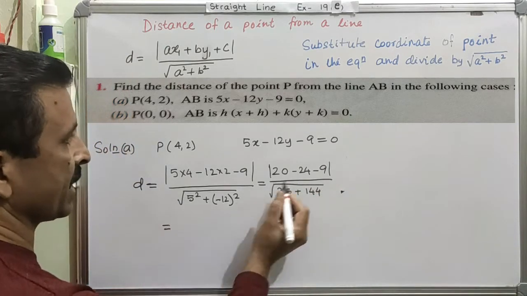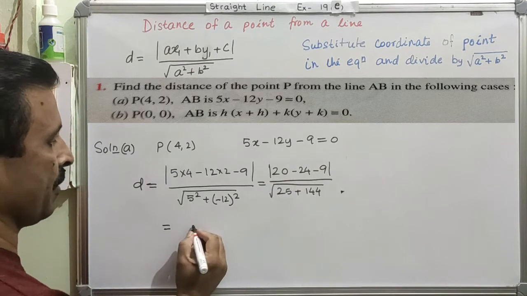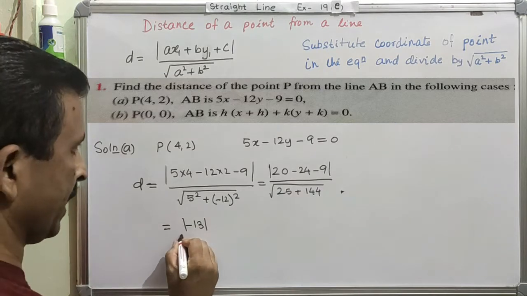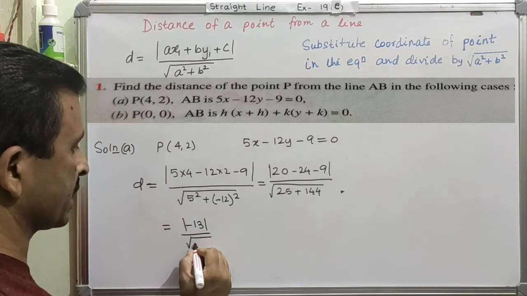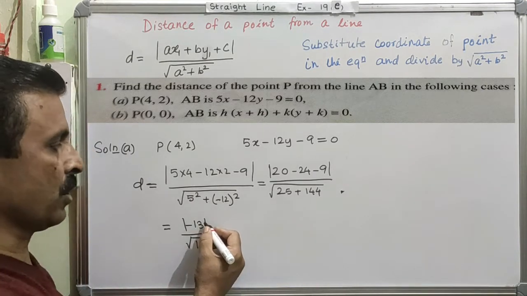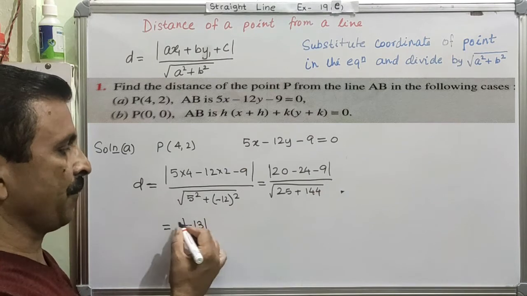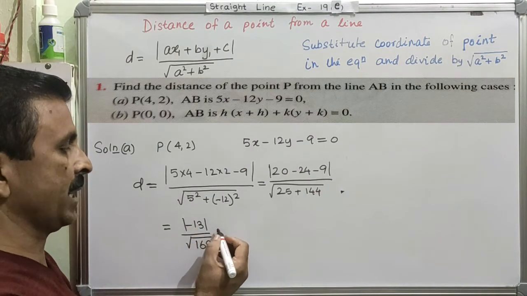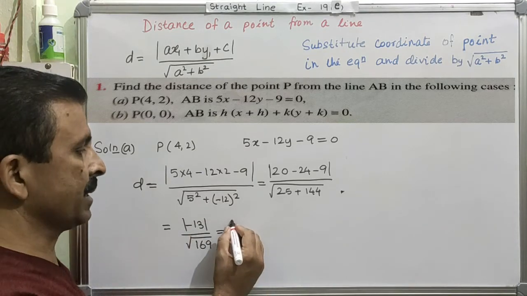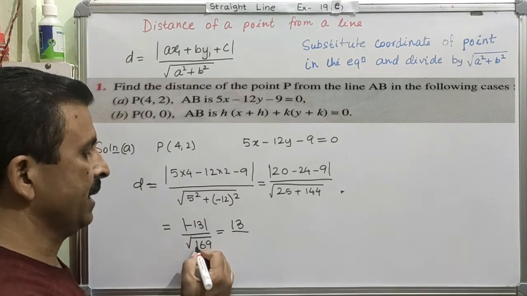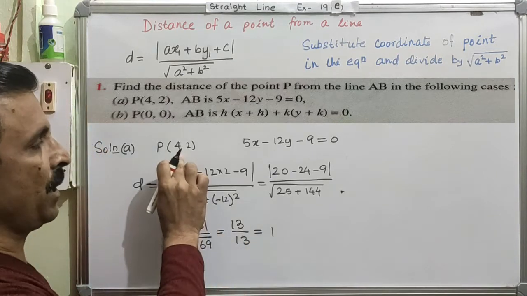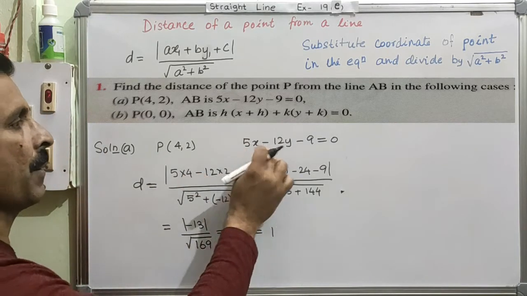Now you can simplify: minus 24 minus 9 is minus 33, and then plus 20, so minus 13. Mod of minus 13, divided by root over 169. Is this very clear? Now, the benefit of this absolute value sign: when you remove it, the number will come out signless. We have discussed this before also. So this is 13, and the square root of 169 is also 13. So this is equal to 1. That means this point is at a perpendicular distance of 1 unit from the given line.